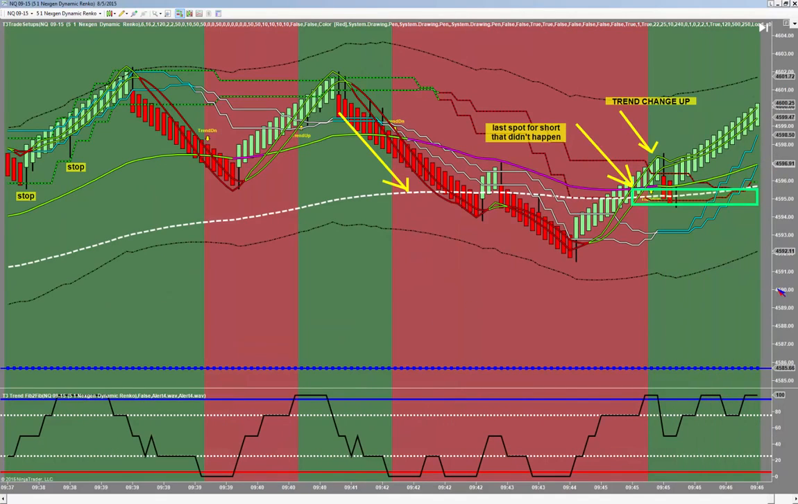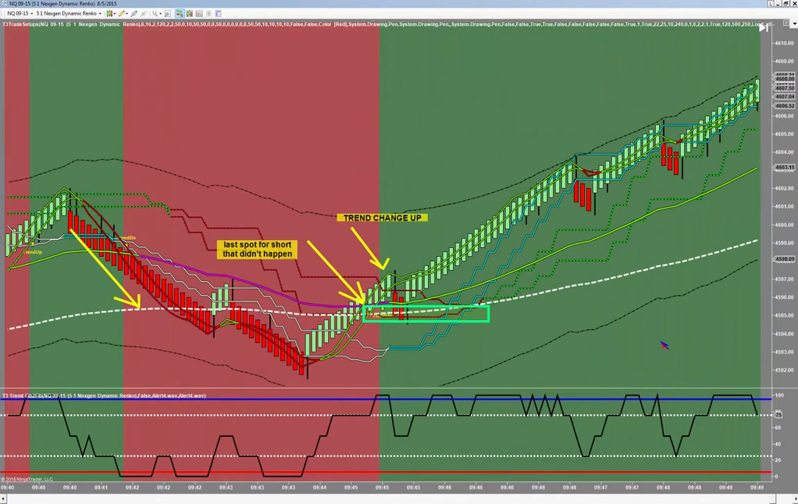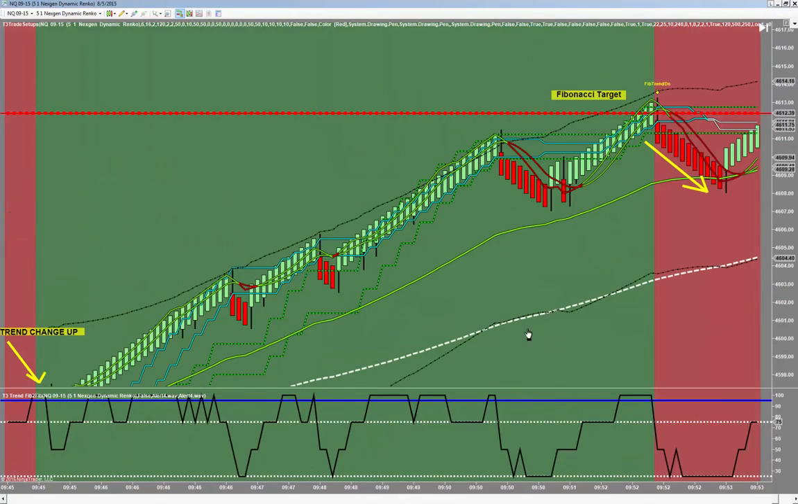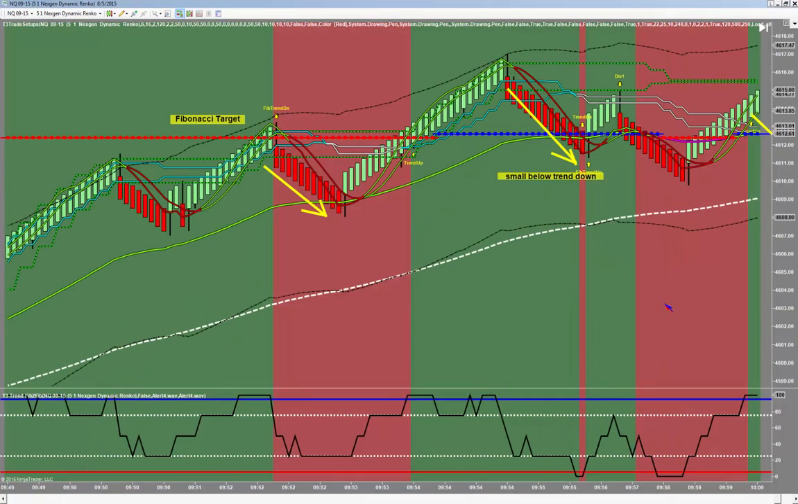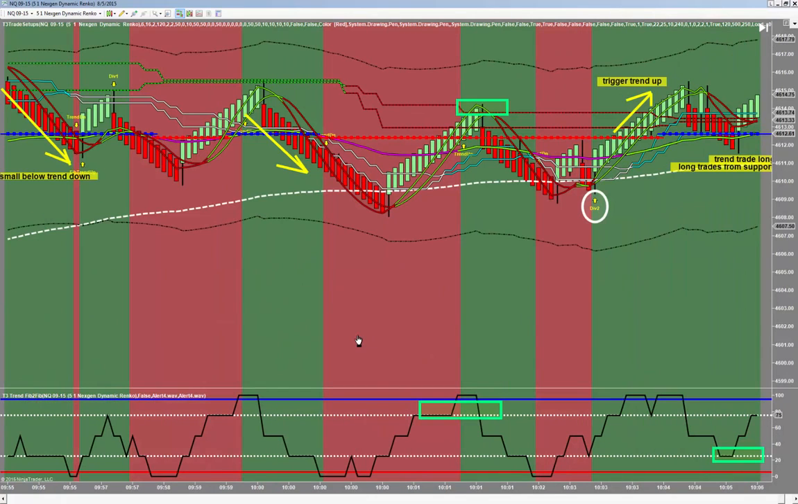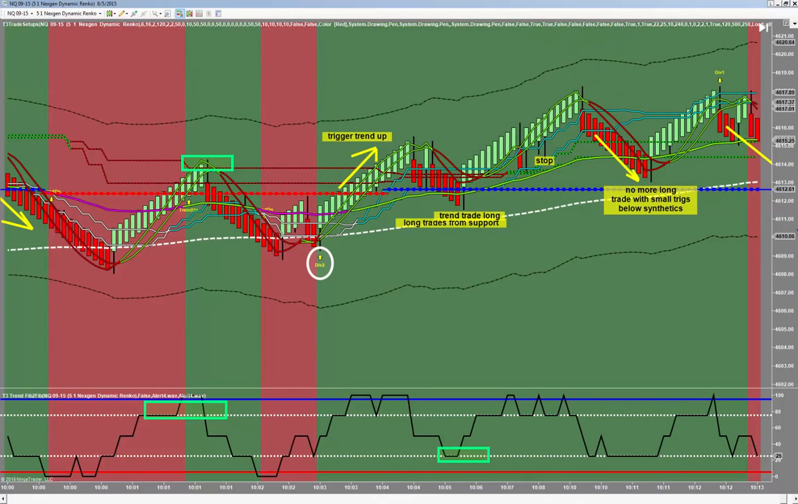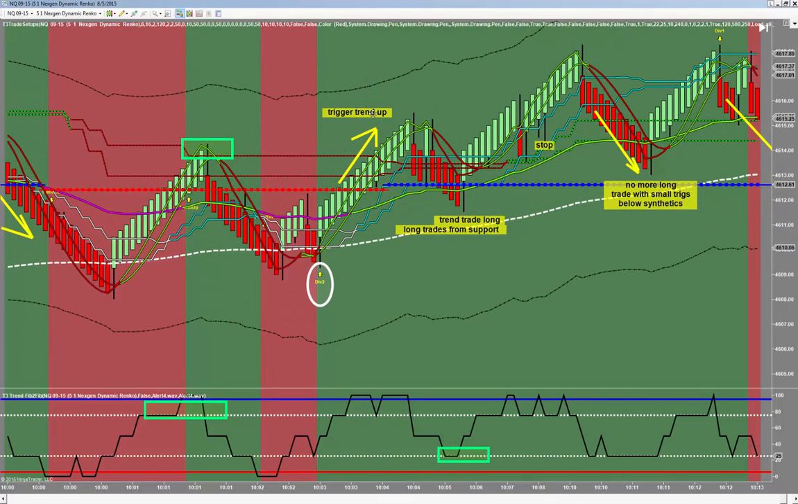The trend changes back to up. Don't really pull back to any supports for long trades. Then we had news out at 10 o'clock, so it kind of bounced around a little bit. And eventually trend changes to up with the small triggers above, and we have a long trade. Then we have no more long trades for a minute.